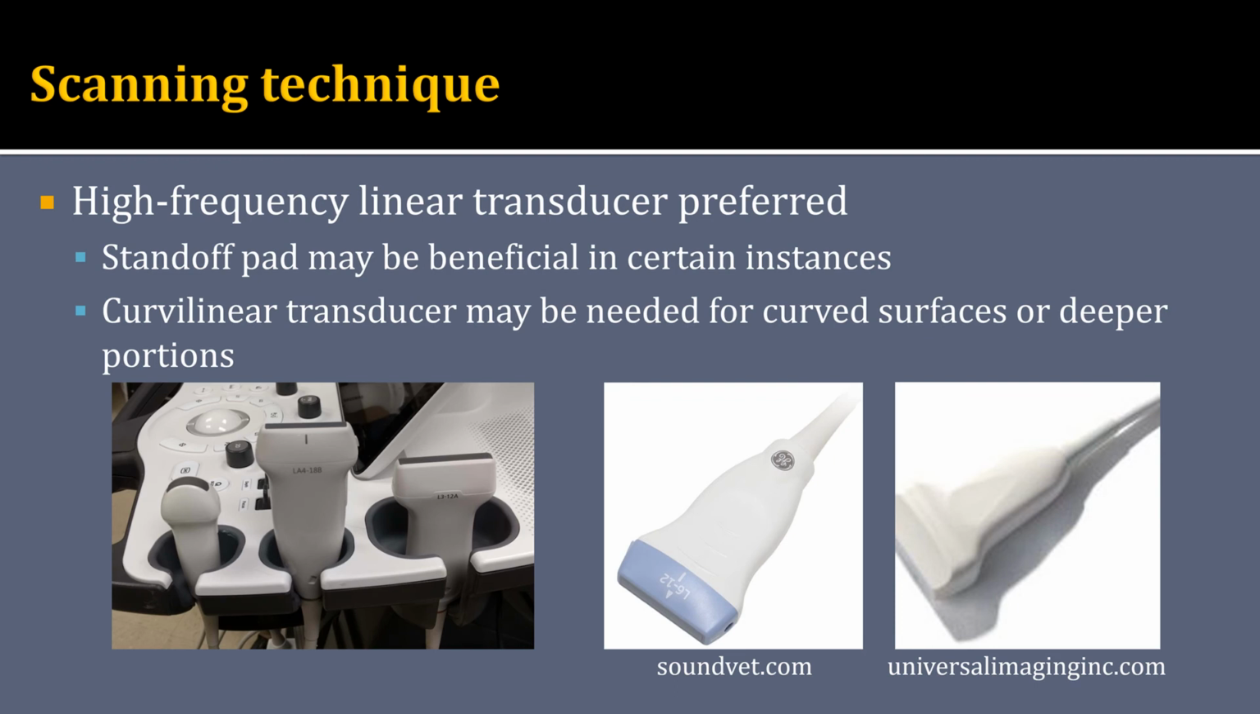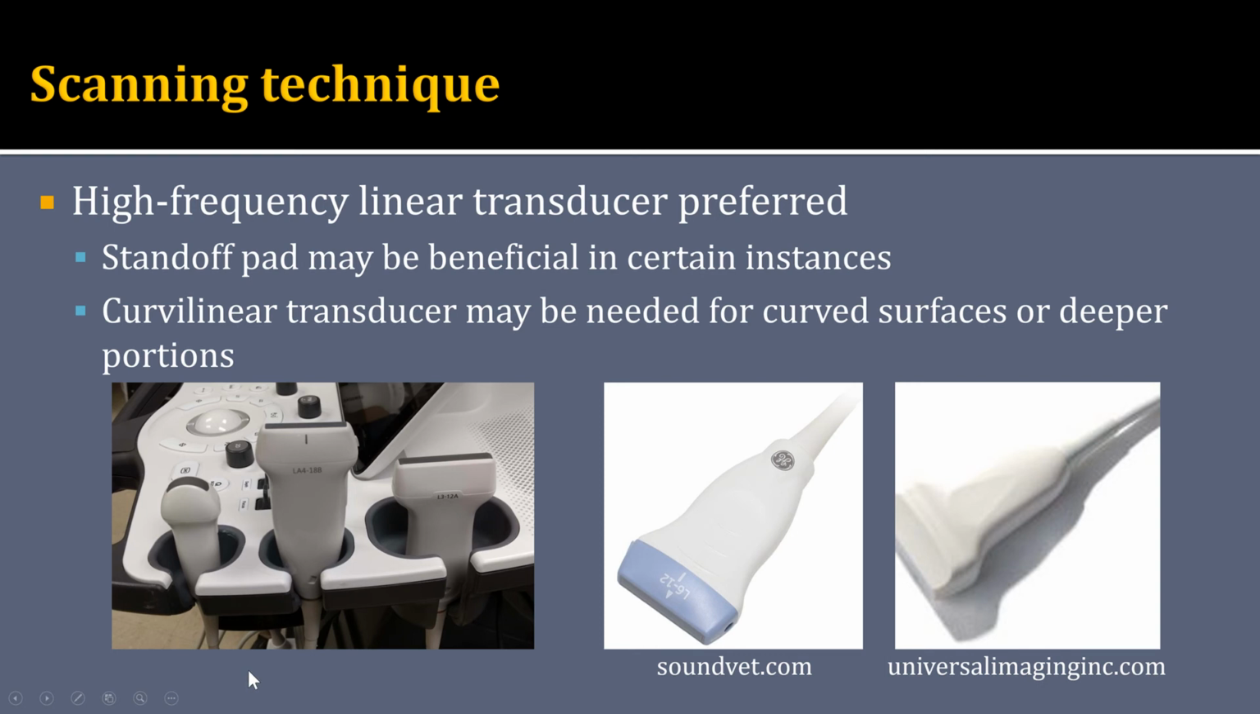In general, you should always choose a high-frequency linear transducer. These are definitely preferred for musculoskeletal sonography. A standoff pad may be beneficial to evaluate more superficial structures or to evaluate curved structures. And then, although we like the high-frequency linear transducers, we may need to choose a curvilinear or microconvex transducer when we are looking at smaller curved surfaces or need a lower frequency for some deeper portions.